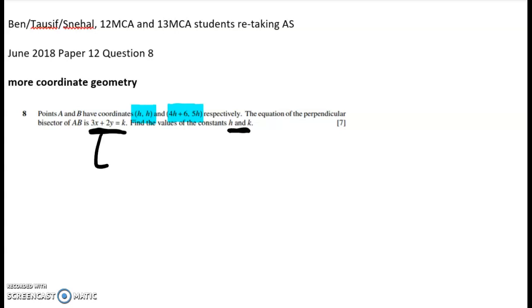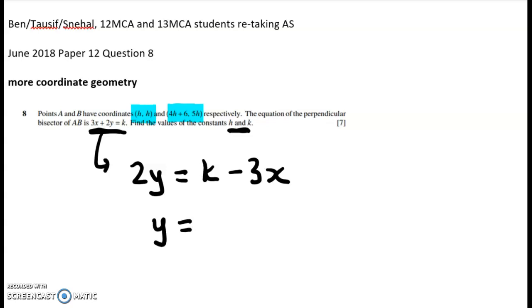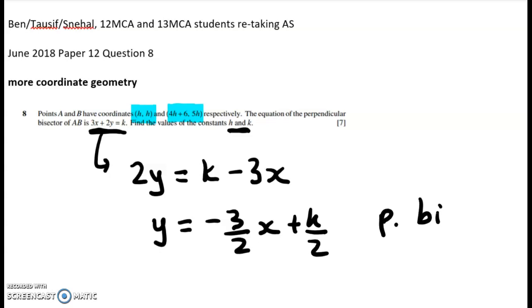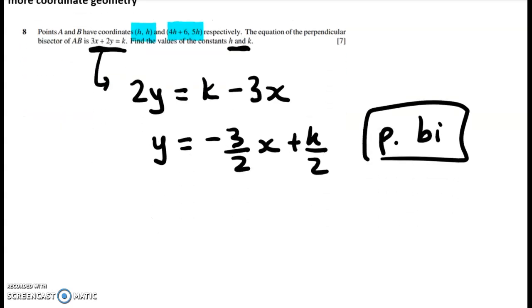The first thing that I'm going to notice is that I can rewrite the perpendicular bisector equation as 2y is equal to k minus 3x. I'm getting this into mx plus c form because it seems like a useful thing to do to start us off. So y is equal to negative 3 over 2 x plus k over 2, and that's the perpendicular bisector equation. So that means that the gradient of the line joining up AB will be the negative reciprocal of that, right? Because perpendicular gradients multiply to give us -1.